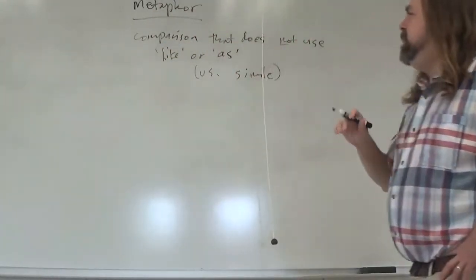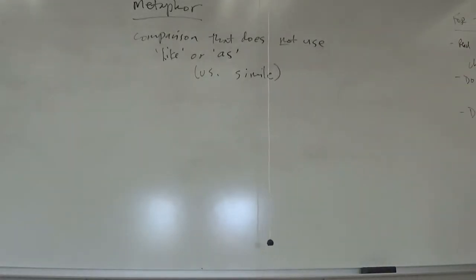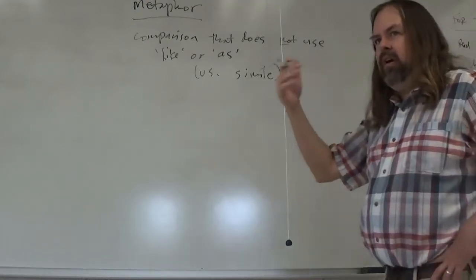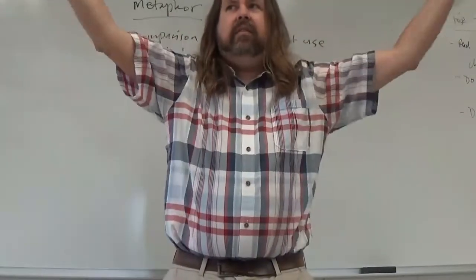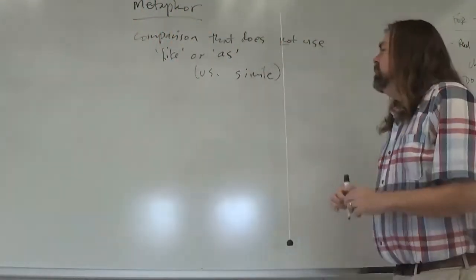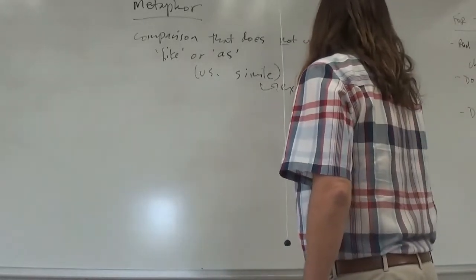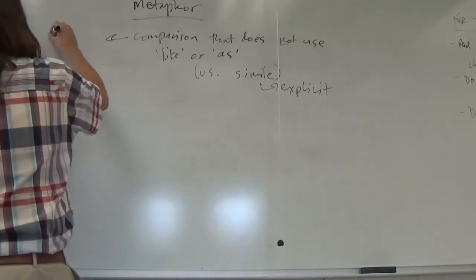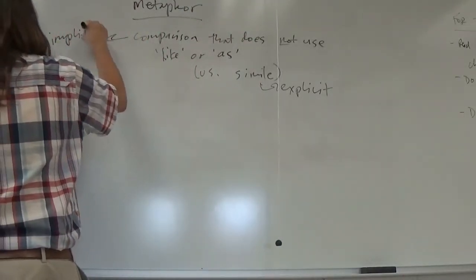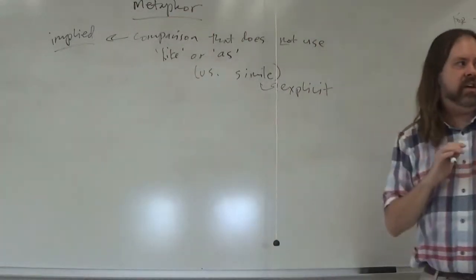So what this means is that because a simile uses like or as, a simile is an explicit comparison. It's drawing attention to the fact that it's comparing two things. When the Scottish poet Robert Burns says, "My love is like a red, red rose," the "like" indicates, look, I'm comparing these things. I'm comparing my love to a rose. So in a metaphor, the comparison is implied. You are left to make the connection.